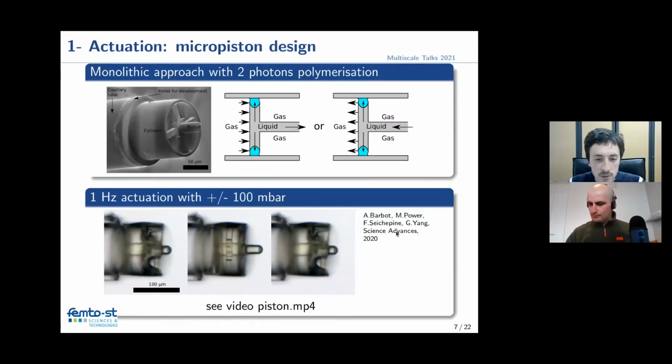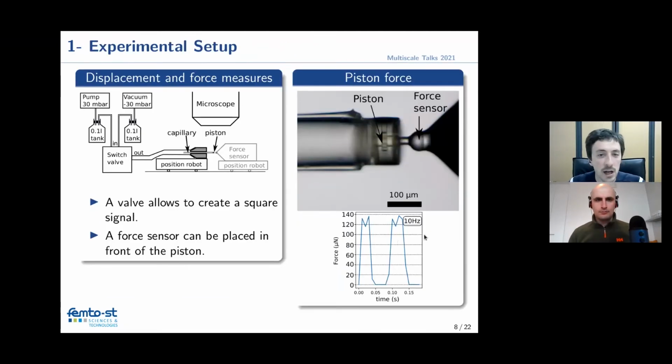This work has been published in Science Advances. And of course, as I say, what we are interested in is not only the piston, but to deliver an important force. To check this, we put in a force sensor, and we had quite important force, around 100 micronewtons, which was way better compared to the MEMS solutions for the footprint. So we were quite happy with this.